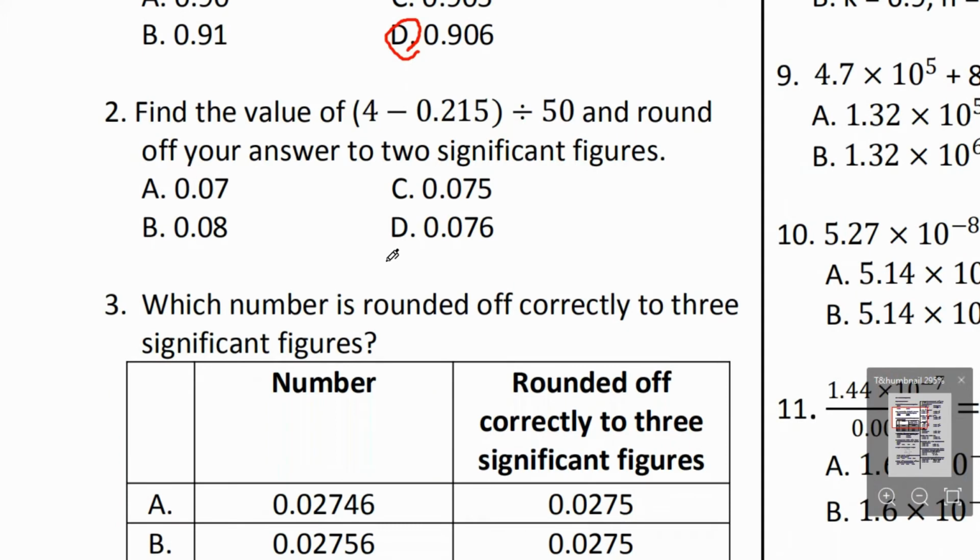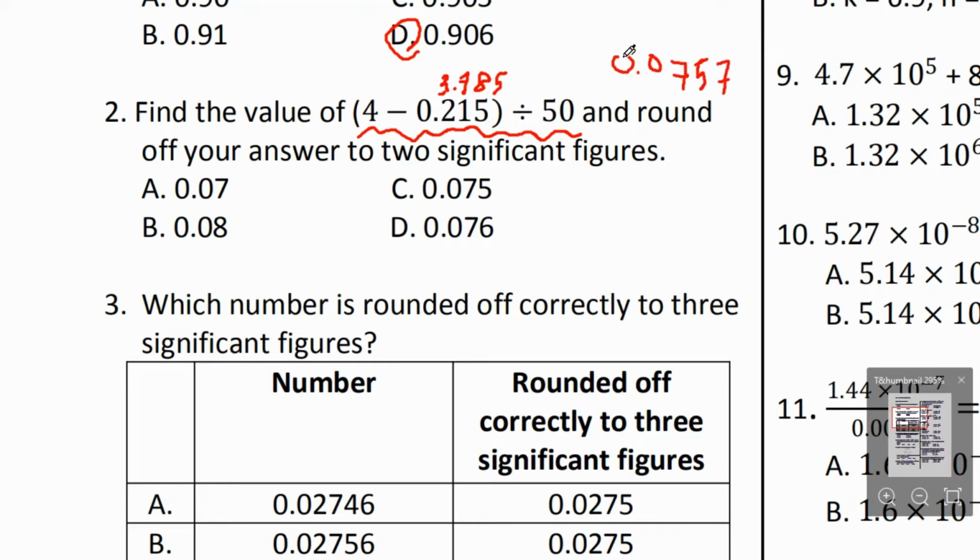Number 2, find the value of 4 minus 0.215 divided by 50 and round off your answer to 2 significant figures. So first you use your calculator to calculate this. We calculate the bracket first. 4 minus 0.215. Then you will have 3.785. After that, we divide it by 50. So the answer will be 0.0757.